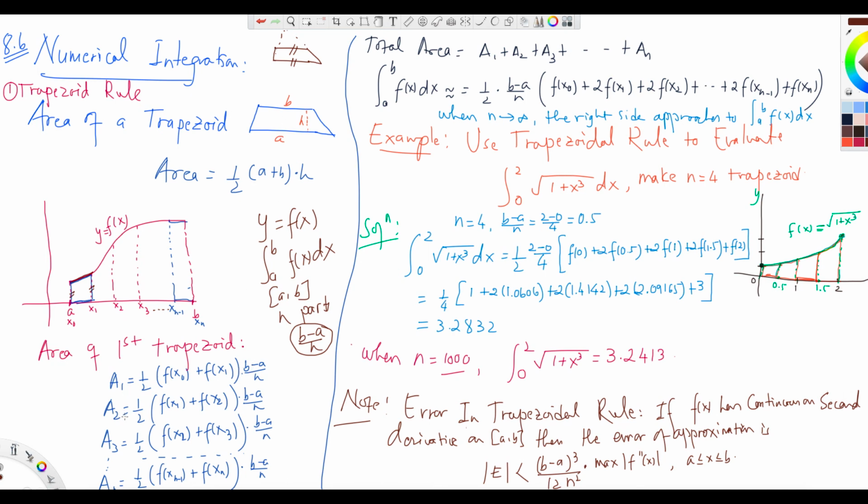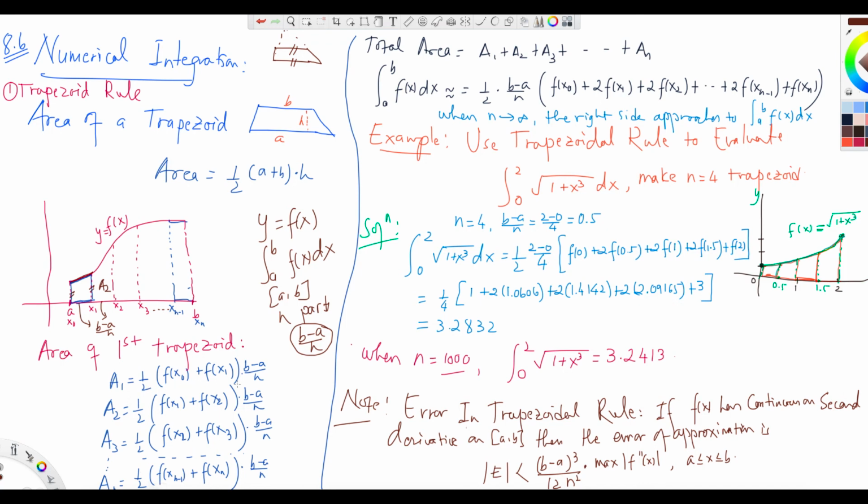Similarly for A2, that is the area of the second trapezoid, right? So what do we do? The sum of these plus that divided by 2, or you can say 1/2 of this plus that, and then times the width, or the distance between the parallel sides. So 1/2 (f(x1) plus f(x2)) times (b minus a) over n, that is that length, right? So these lengths are (b minus a) over n. You see that? Similarly you can do all of those.